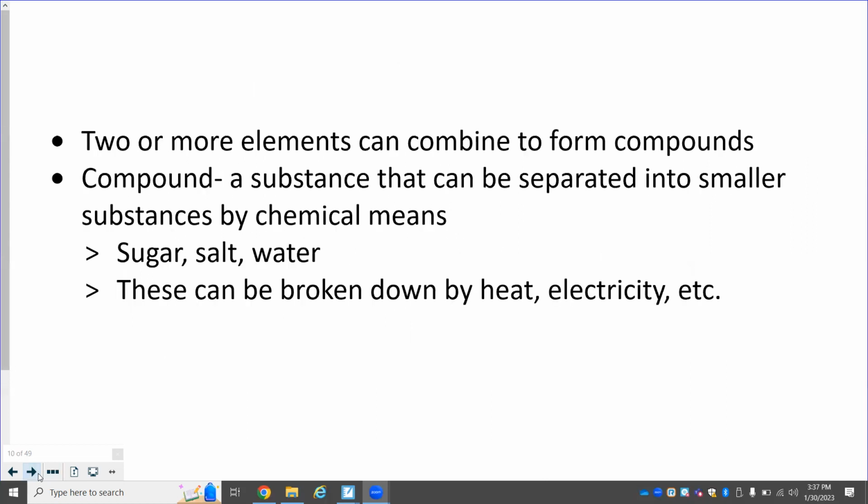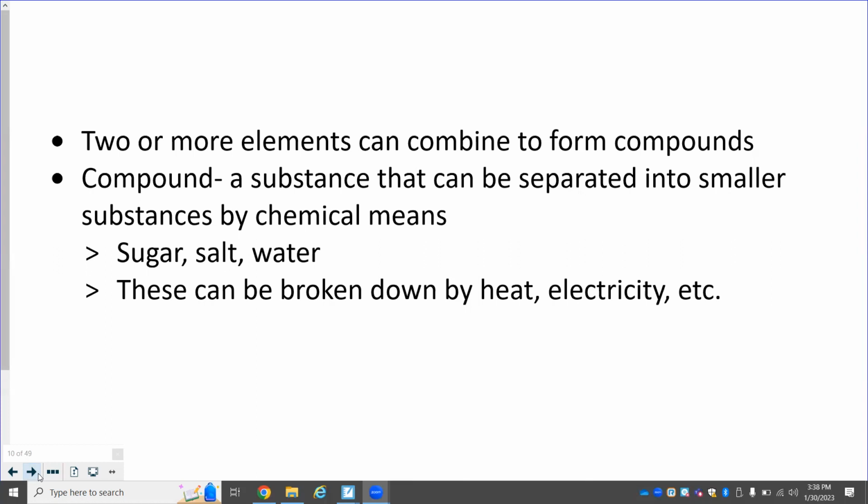Then we can actually have elements that combine to make compounds. A compound is a substance that can be separated into smaller substances. It can be separated out into the elements, but it has to be by chemical means. With a compound, you have two different types of atoms that are actually connected and bonded together. You cannot simply pull them apart. Something has to be done to split that attachment, or split that bond.